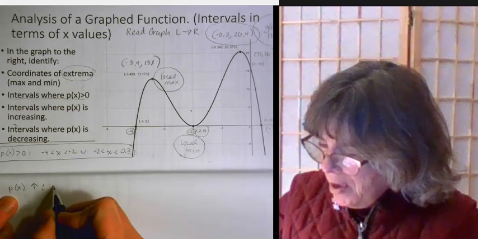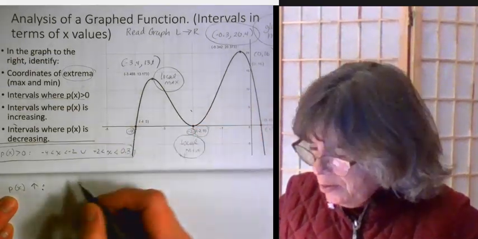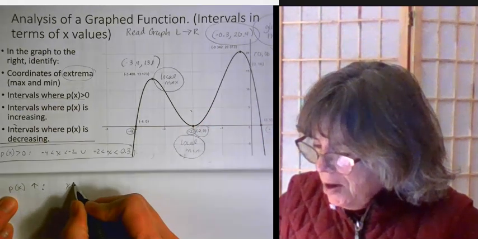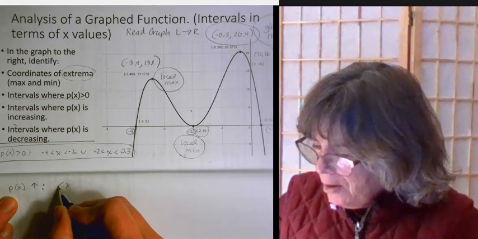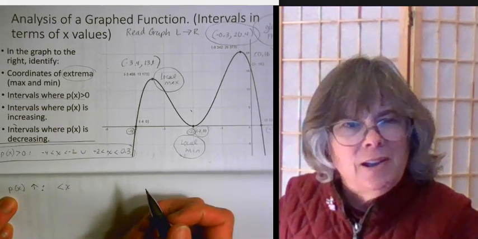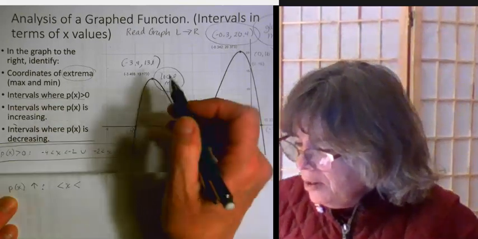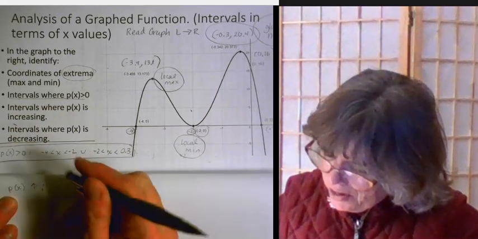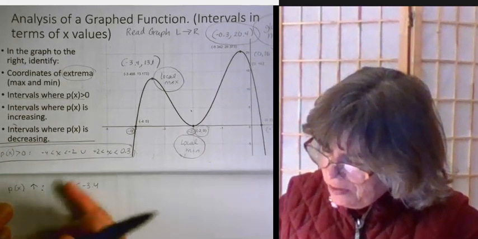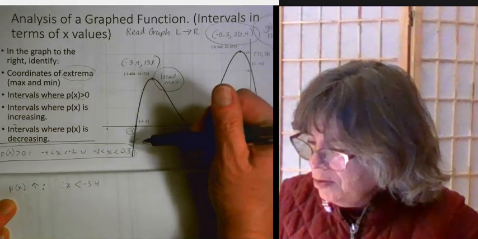So again, in terms of x, it looks like this just keeps on going. There's no bottom value. So I'm just going to say x is greater than, I'm going to put it this way, greater than infinity. I can't really put that there, but it's also less than negative 3.4. So I can't put an infinity in there, so I'm just going to say x is less than negative 3.4. This is where it's increasing.